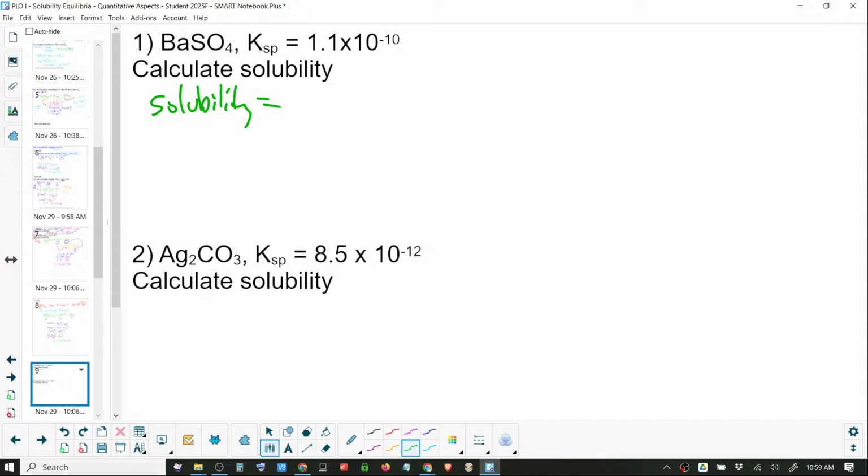Okay, I got 1.5 times 10 to the negative 5. Yeah, and you take the square root. Oh, well, it's just half. And that's going to be half that. So you can just look at it and go, oh yeah, that makes sense.